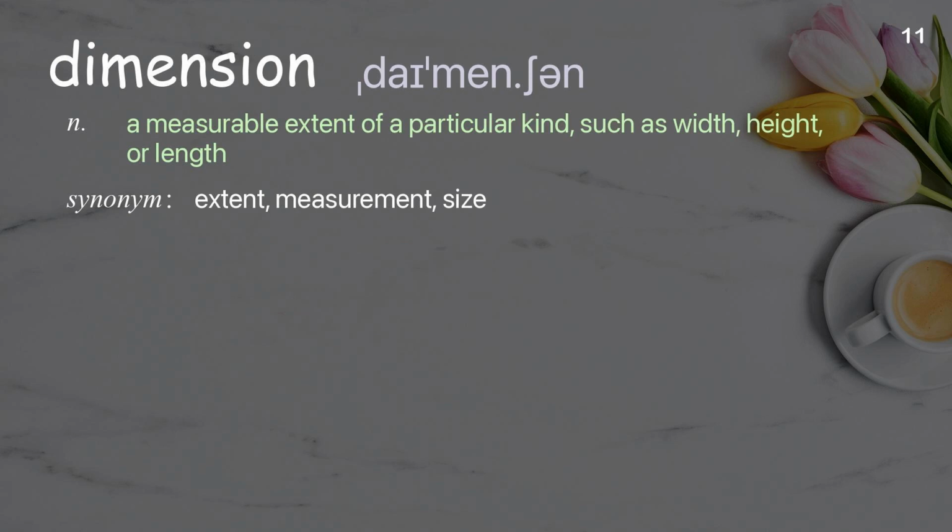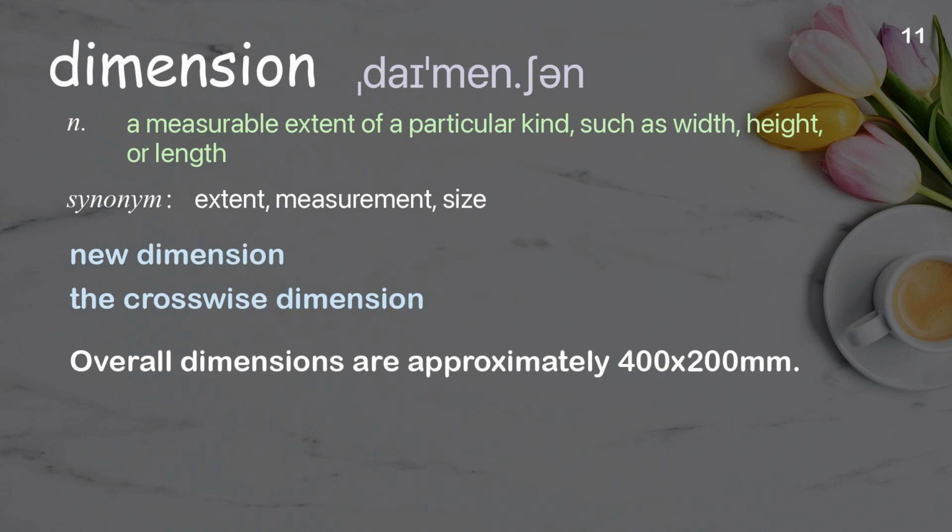Dimension: a measurable extent of a particular kind, such as width, height, or length. Examples: New dimension. The crosswise dimension. Overall dimensions are approximately 400 by 200 millimeters.